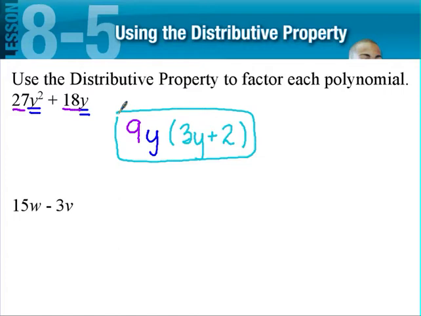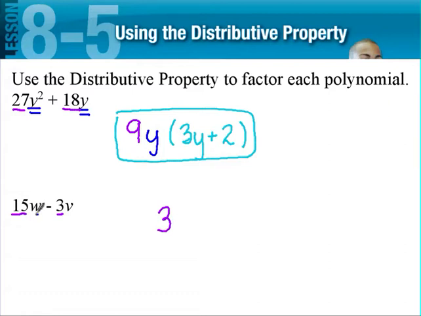So let's look at the next one. I have 15w minus 3v. So once again, I'm going to start with the 15 and the 3. What is the biggest number that goes into both 15 and 3? 3.